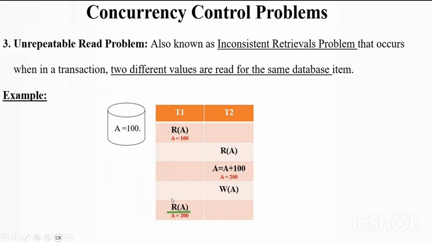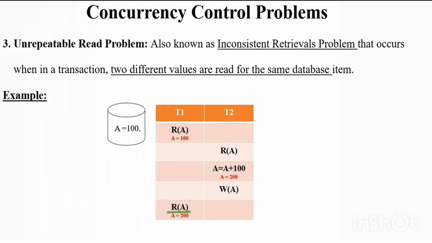After that, another user does transaction 1. Here the read of A value equals 200 because we have done the write of A. So this is called the unrepeatable read problem. These are the problems that occur in concurrency control.